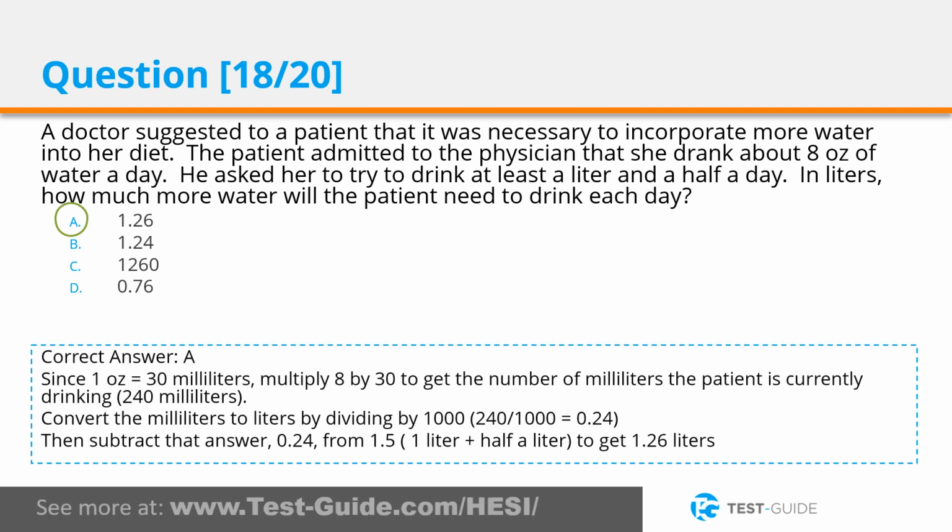Correct answer A. Since 1 ounce equals 30 milliliters, multiply 8 by 30 to get the number of milliliters the patient is currently drinking, 240 milliliters. Convert the milliliters to liters by dividing by 1,000. 240 divided by 1,000 equals 0.24. Then subtract that answer, 0.24, from 1.5 for 1.5 liters to get 1.26 liters.